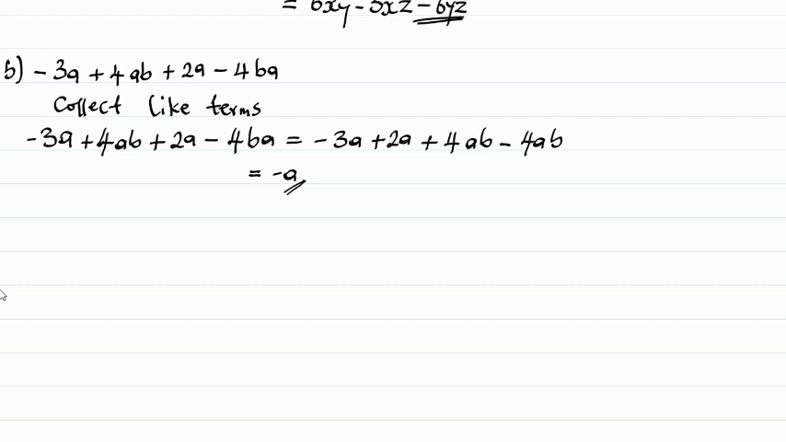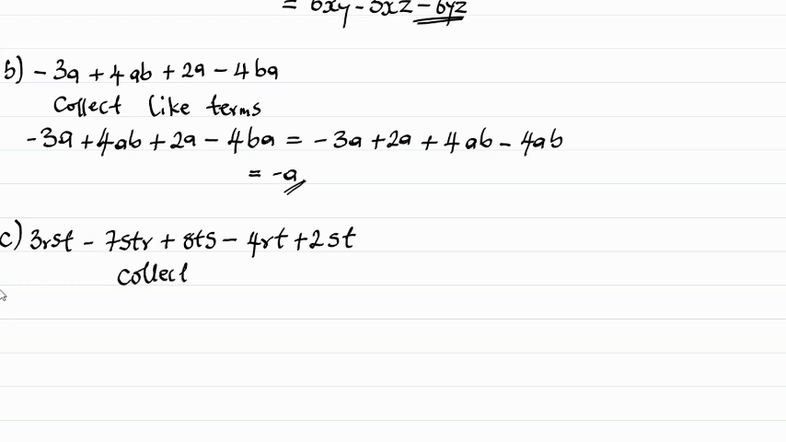Now, last part of our question, we have C, 3RST minus 7STR plus 8TS minus 4RT plus 2ST. Now we are asked to collect like terms, so we quickly write down collect like terms.